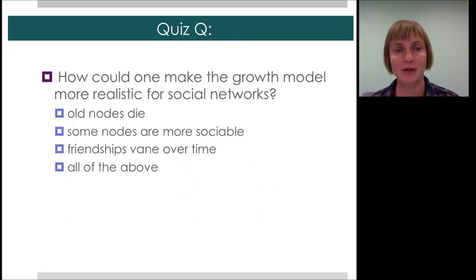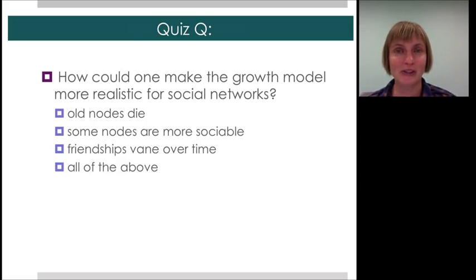So how could one make the growth model more realistic for social networks? Should old nodes die? Should some nodes be more sociable? Should friendships wane over time? Or perhaps all of the above? I hope you picked all of the above because even though mathematically it becomes more difficult to solve such models, they capture many of the realities of networks. So in social networks, individuals tend to leave one way or another eventually. In citation networks, older papers may lose interest over time, or maybe for the best ones, their results become so ingrained that one doesn't even cite them. It's just known as a general truth, part of our knowledge base.